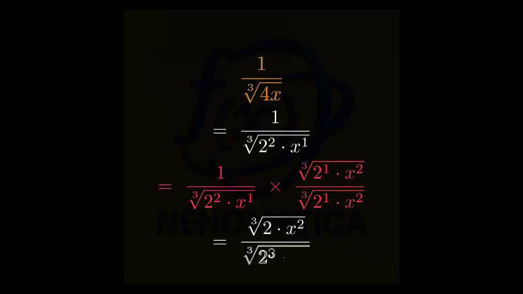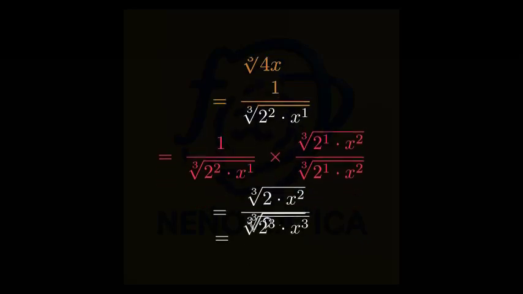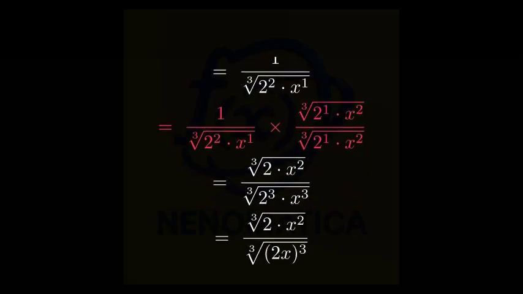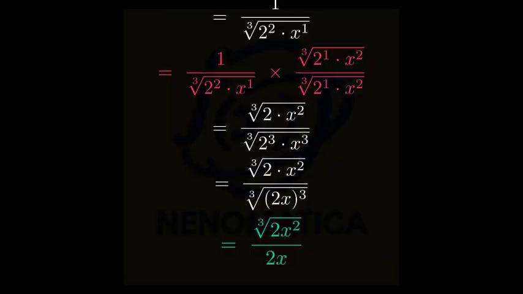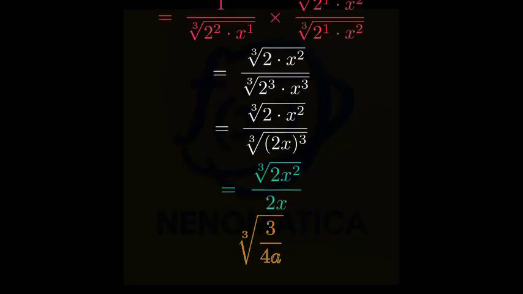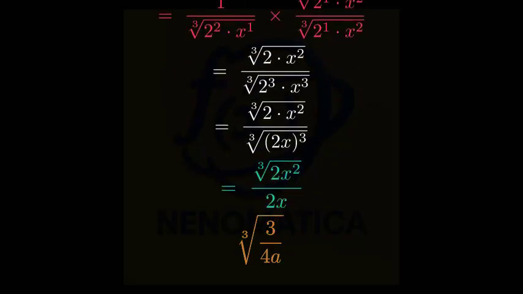Combine exponents in the denominator to make 2 cubed times x cubed. Recognize this as the cube root of (2x) cubed. Finally, evaluate the cube root of a perfect cube to get the simplified result. Example B. Now, the cube root of the fraction 3 over 4a.